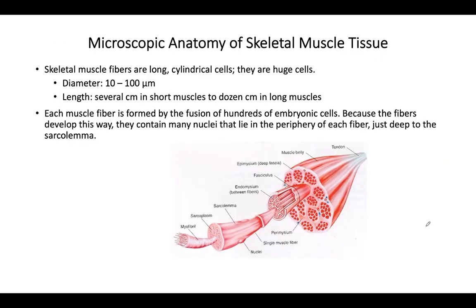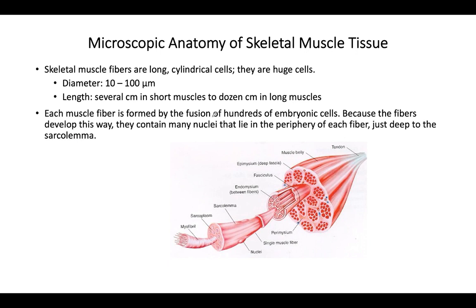Let's move to the microscopic anatomy of skeletal muscle tissue. As I mentioned, this text stresses skeletal muscle tissue more than other muscle tissue, so we will look at the microscopic anatomy of skeletal muscle tissue. Skeletal muscle fibers are long cylindrical cells, and they are very huge cells. The diameter is up to 100 micrometers. The length is up to 30 centimeters in long muscles.